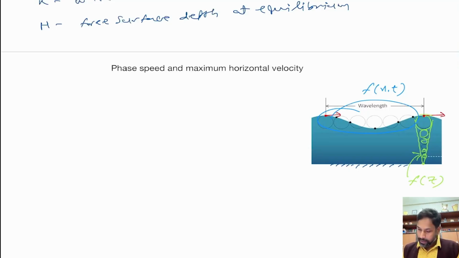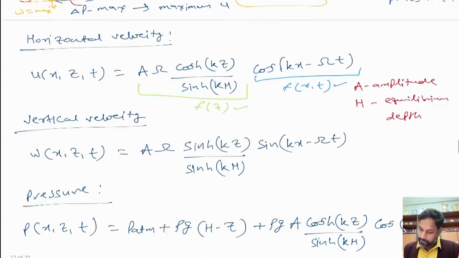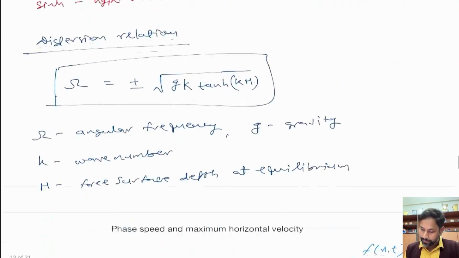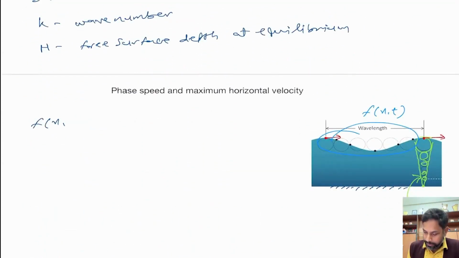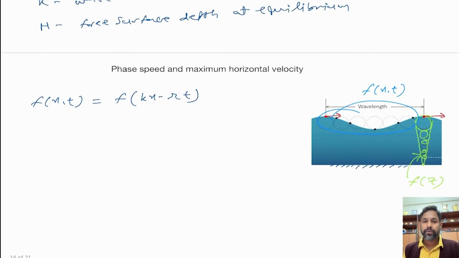Okay, so here we see that in these functions that we have defined, f of x, t is dependent on kx minus omega t, right? So f of x, t basically depends on kx minus omega t, and that actually tells us the phase speed of the crest or of the wave.